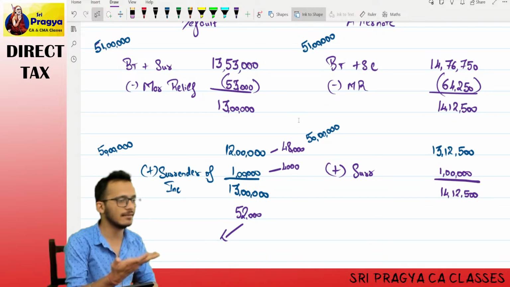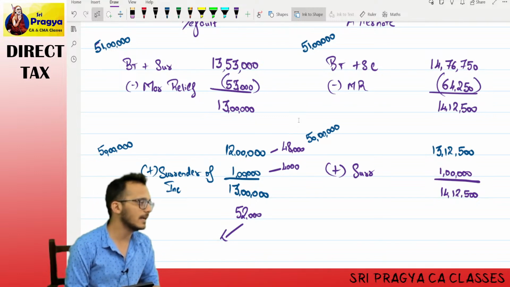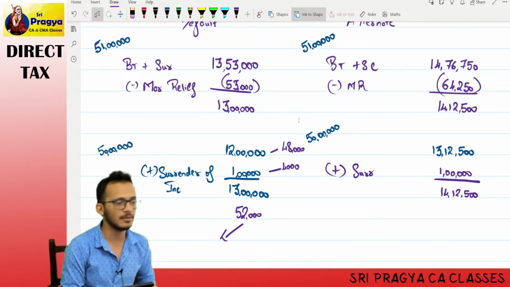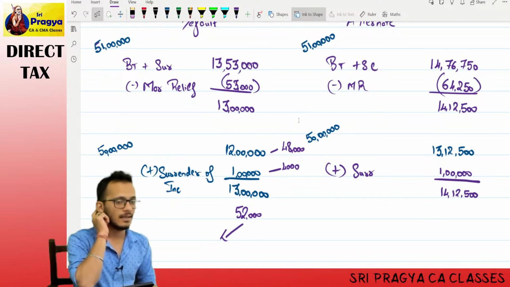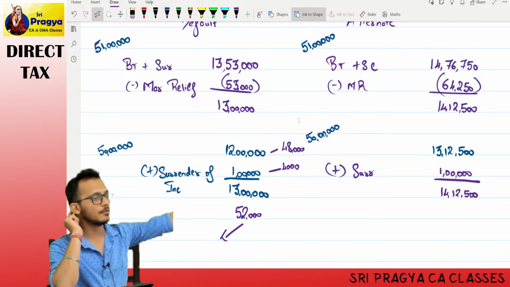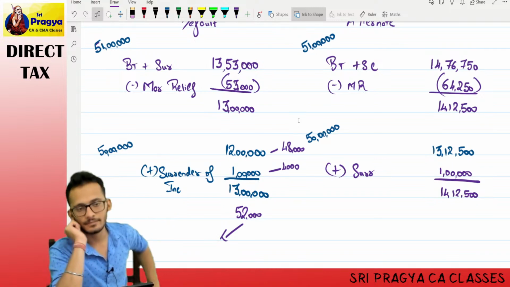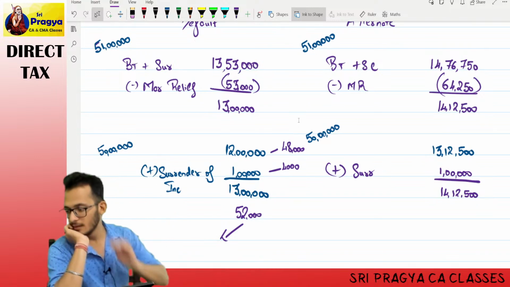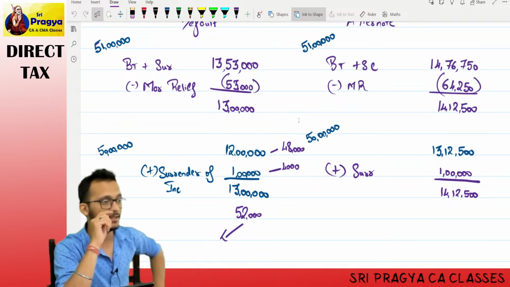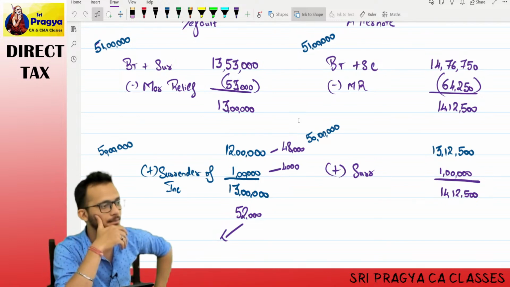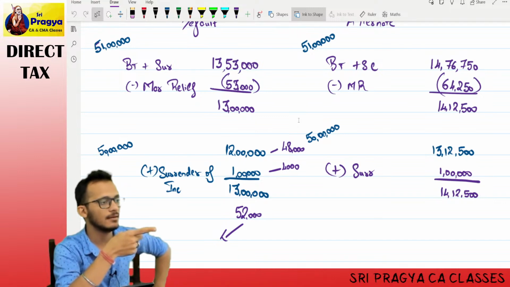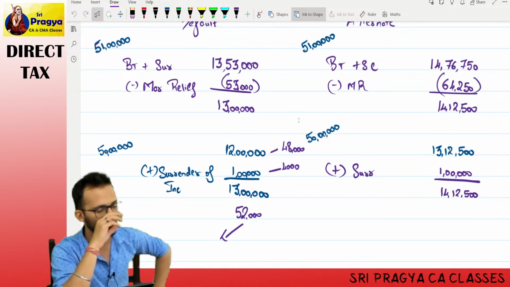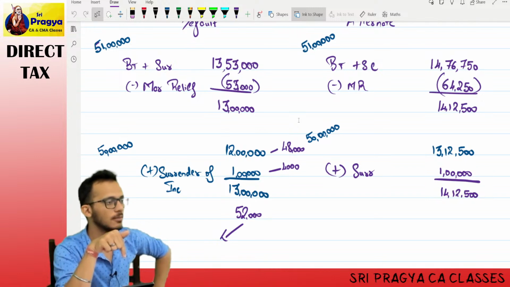So I am saying 53 I will not pay. So minus marginal relief number is 53,000 on the left side, 64,250 on the right side. Get me the numbers. Numbers is 13 lakhs and 14,12,500. Same thing should come on the bottom.